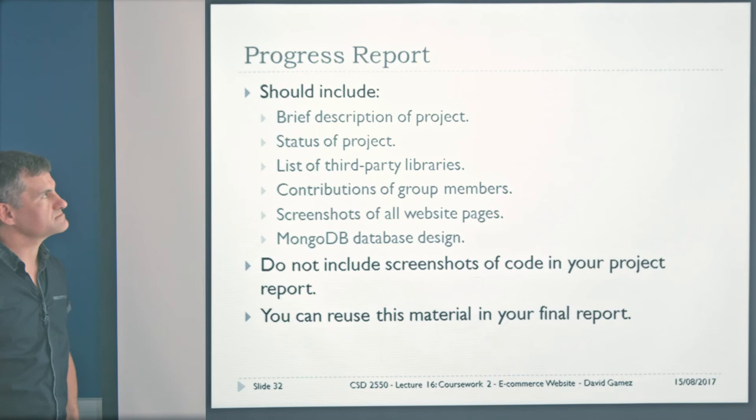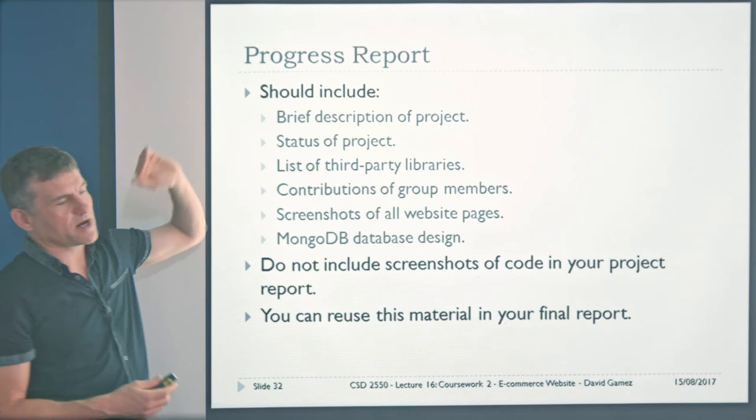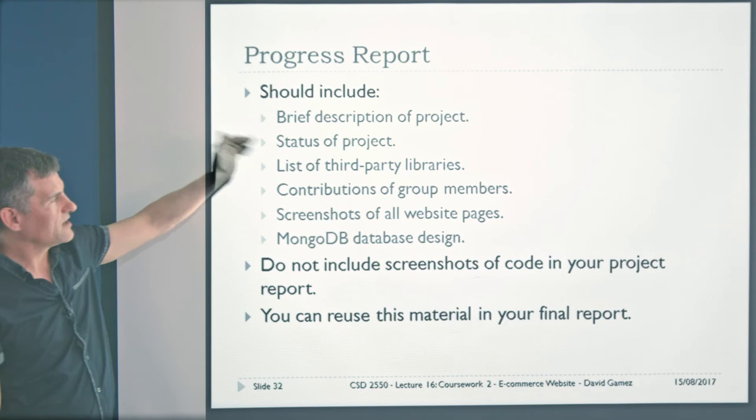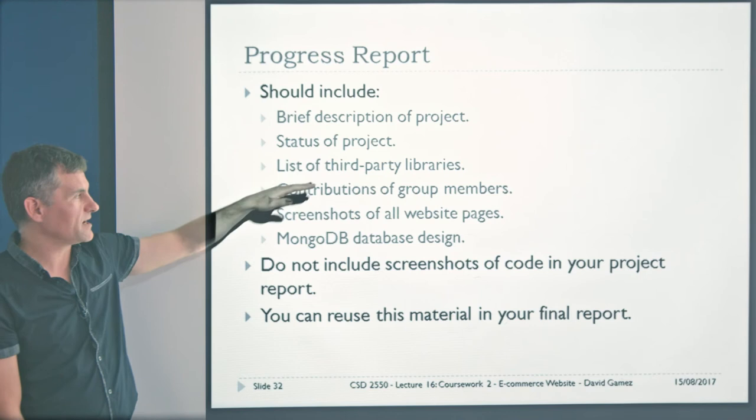Your first submission is also going to include a progress report. I want you to briefly describe the project: what's the website, what's it selling, and so forth. How's it going? What have you built? Have you made progress with the back-end as well as the front-end? You must say which third-party libraries are being used in the project, or state that no third-party libraries are used. You'll lose marks if you don't accurately list your third-party libraries.